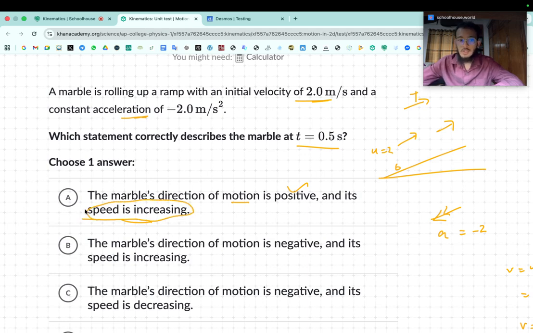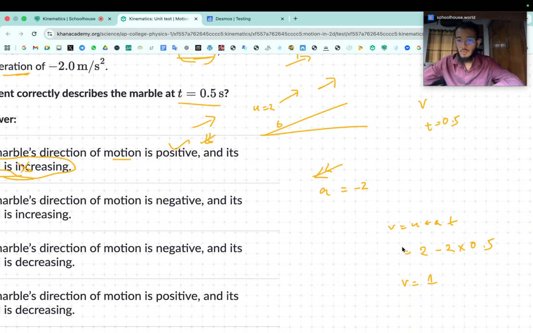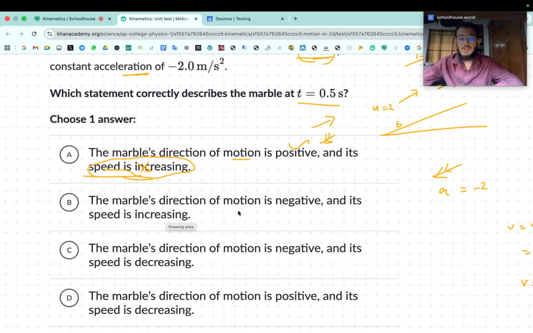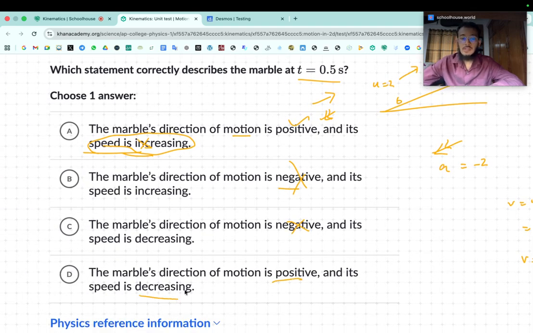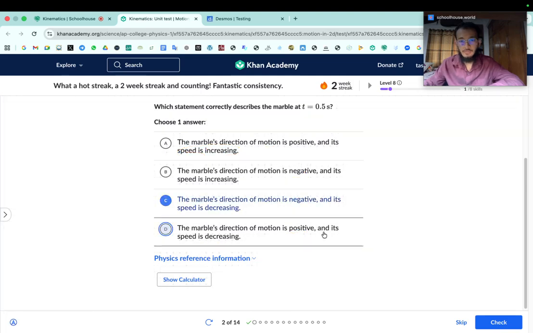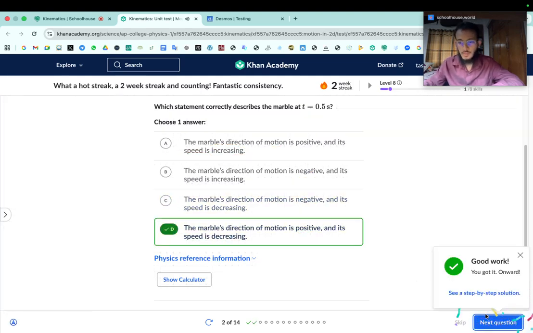So is the marble's direction positive and speed increasing? No, it's not true, because the velocity is in this direction, but the acceleration is in the opposite direction, which causes the speed to decrease. As you can see, it got reduced from 2 to 1. So it's not true. The marble's direction of motion is negative? No, it's not negative. It is positive, and the speed is decreasing. This is the correct one. There we go.